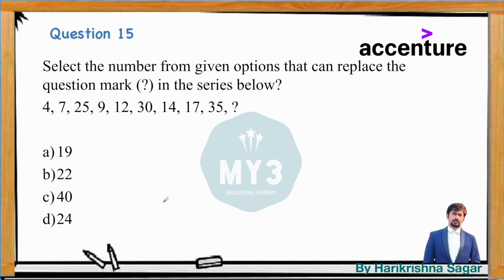Let's take one last question. If you observe this question, 4, 7 and 25, 9, 12 and 13. Next 14, 17 and 35. They are expecting us to find out the next term here. If you observe here also, there is a fluctuation. So gradual increase or decrease, it's not following that pattern. Alternatively, if I look at alternative series also, it is not matching.